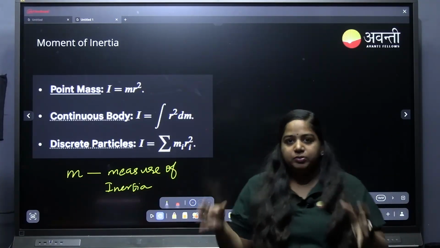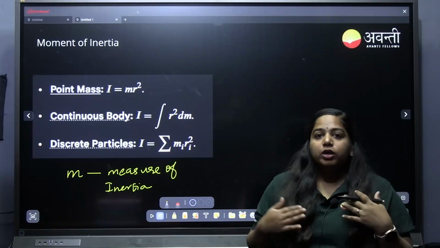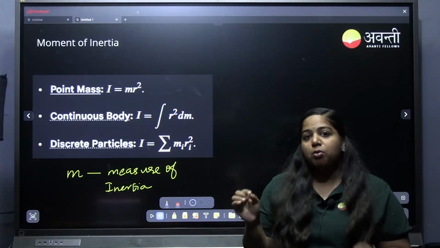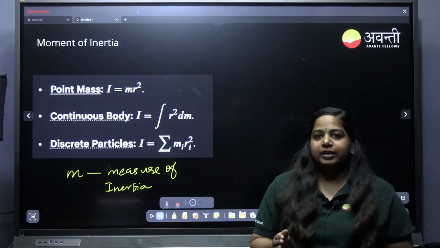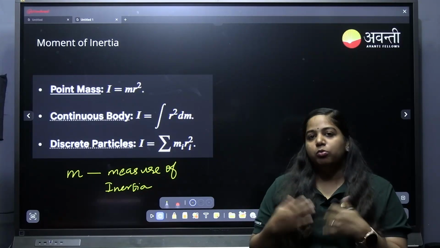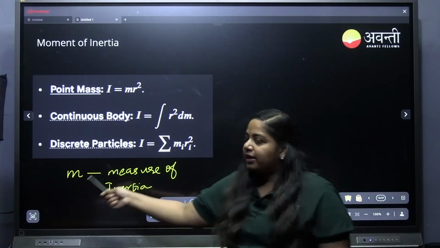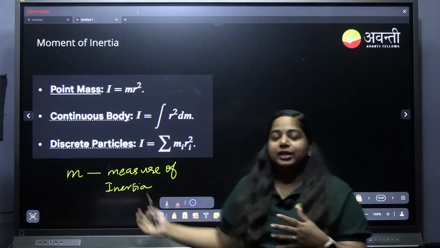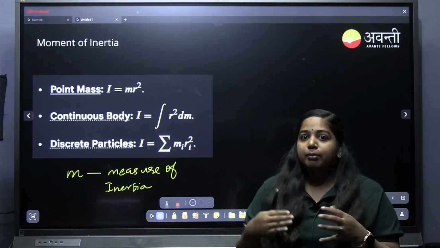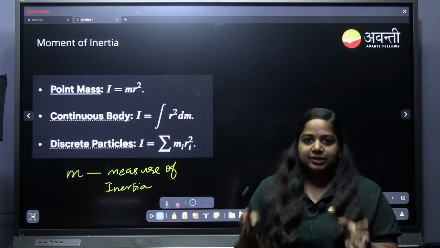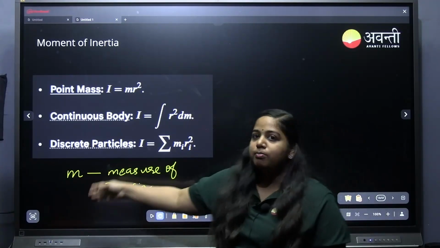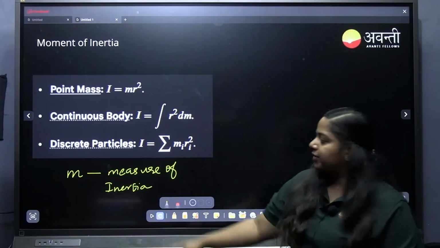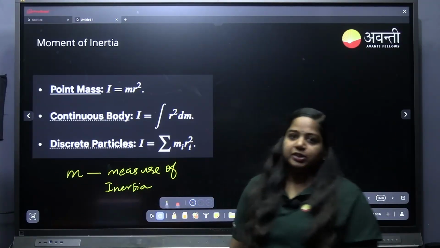Let's say an object is at rest. You want force to move it. If it is a small object, you need less force, right? If it is a big object, you need more force. So how much force we need to apply depends on mass. So inertia is the inability to change the state. So that will depend on the mass of the object. Okay, that's why we say mass is the measure of inertia.